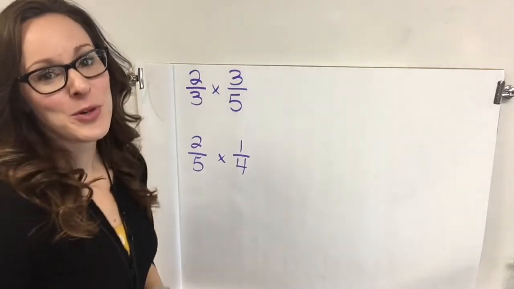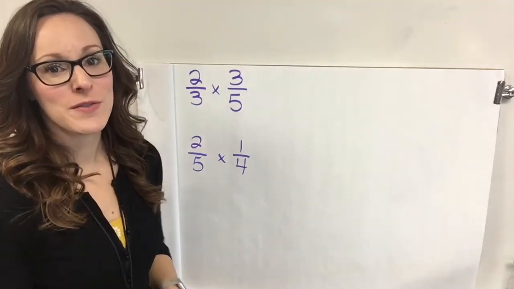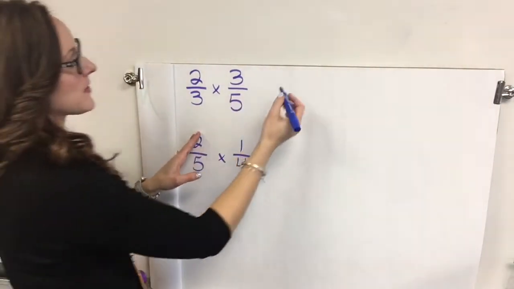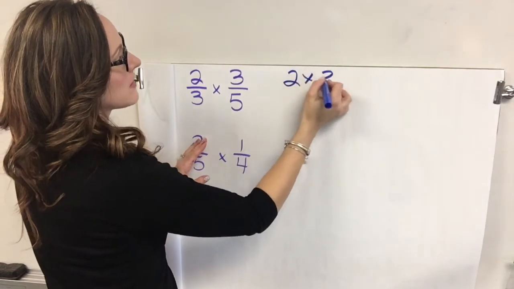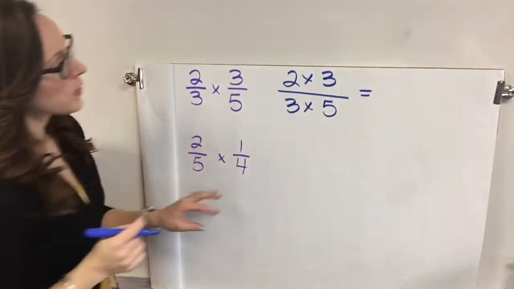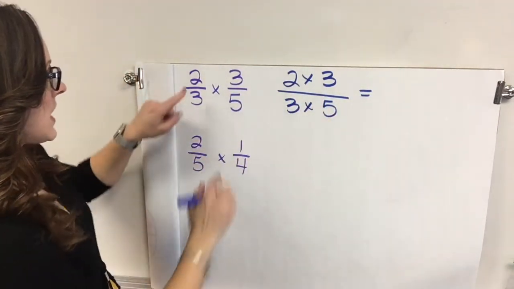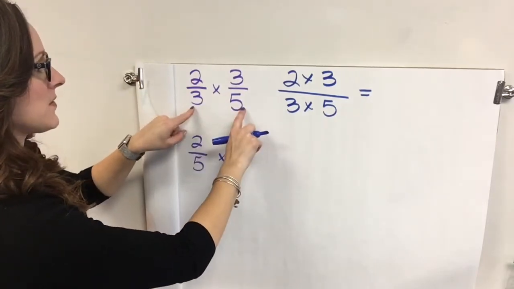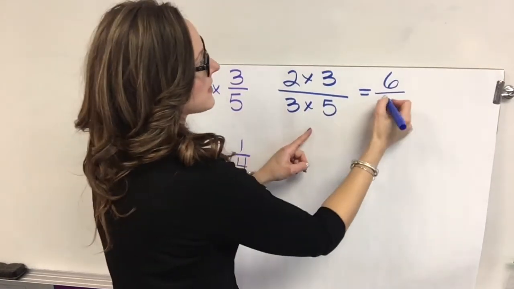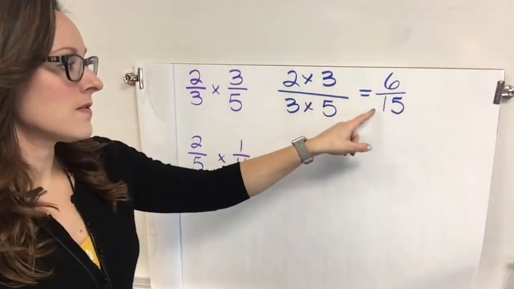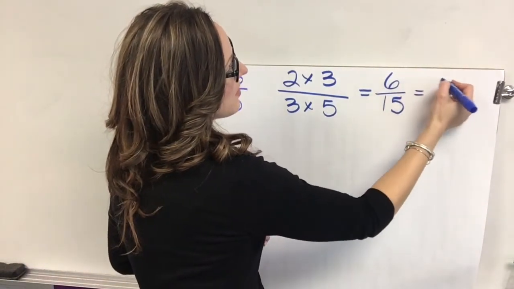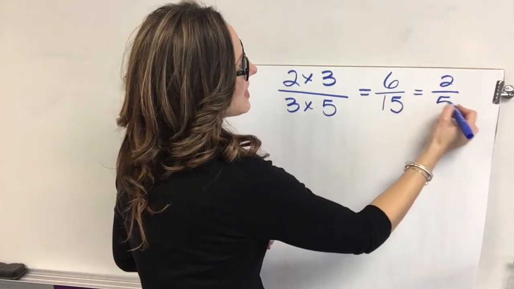Another way of breaking down the problem is actually rewriting it as two different multiplication problems. So if we take this problem right here, 2/3 times 3/5, and we rewrite it like this, we're creating an extra step, but we're making more sense of it. We're saying 2 times 3 and 3 times 5. Well, 2 times 3 is 6, and 3 times 5 is 15. And of course, 6 and 15 are both divisible by 3, so we can reduce this. So 6 divided by 3 is 2, and 15 divided by 3 is 5.